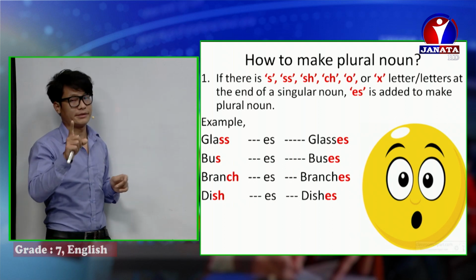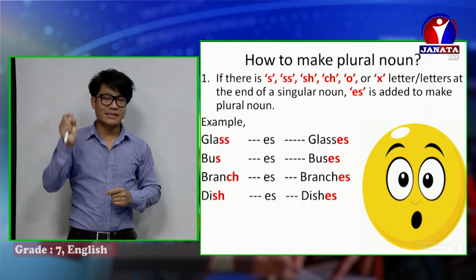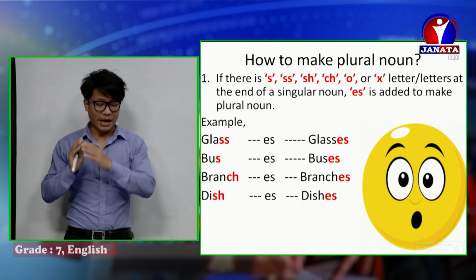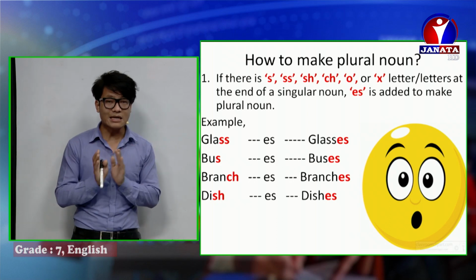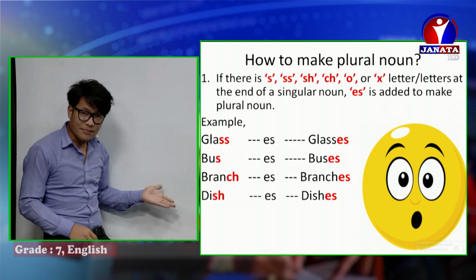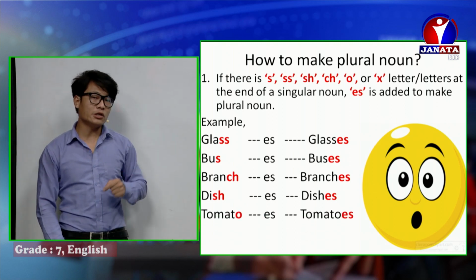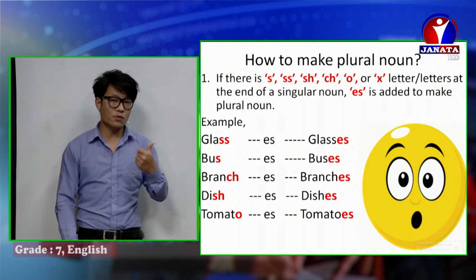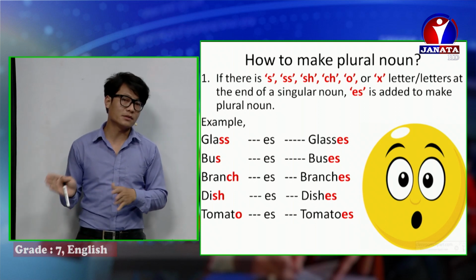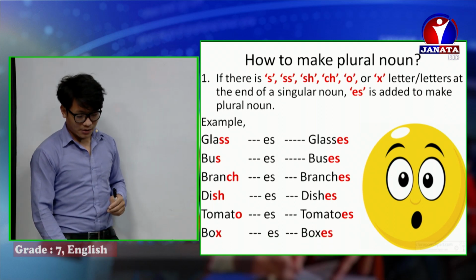Do not forget this. If there is S, SS, SH, CH, O or X letter or letters at the end of a singular noun, ES is added to make plural noun. Now next, T-O-M-A-T-O, tomato. The last letter is O, so we need to add ES here and it becomes tomatoes. Tomato, tomatoes.